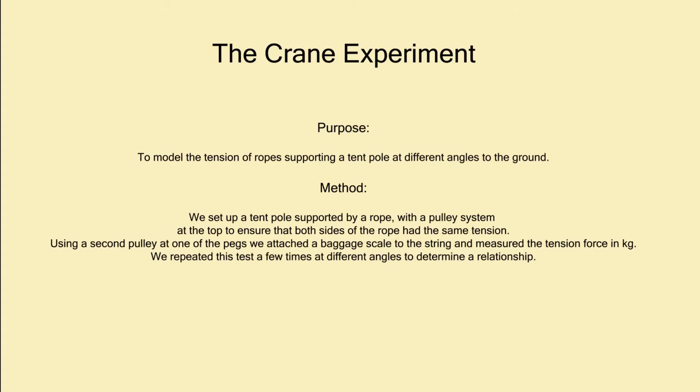Our next experiment is measuring the tension force of the supporting ropes of a crane. To model a crane, we are using a tent pole and a piece of rope attached to the ground at two different pegs. To keep the tension force equal, we are using a pulley system at the top of the tent pole, and to measure the tension force, we are using a baggage scale.